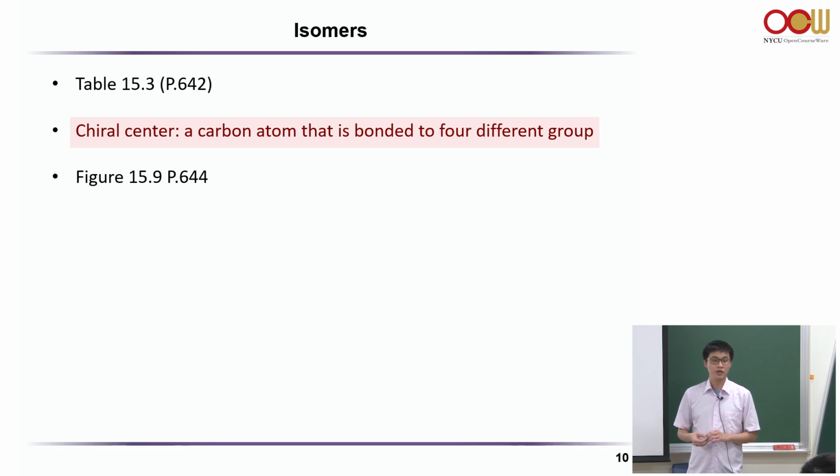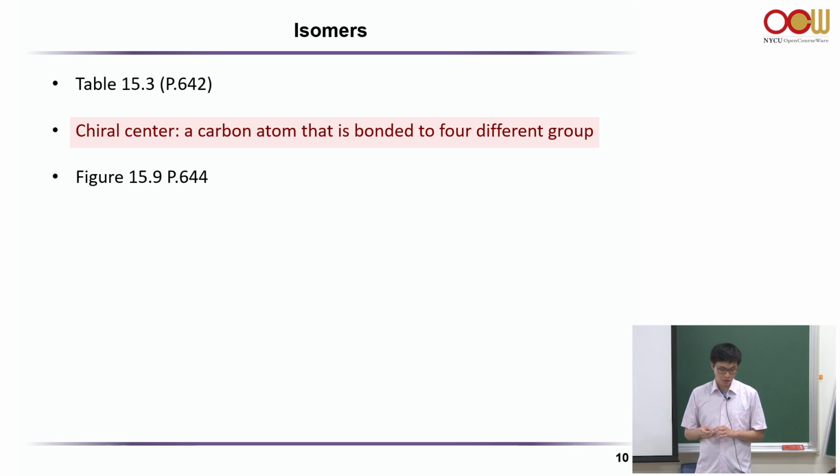And what is a stereocenter? It's also known as a chiral center. So the definition is a carbon that is bonded to 4 different groups. It has to be 4, okay? It can't be 3. If you have 3, then it's not a chiral compound.